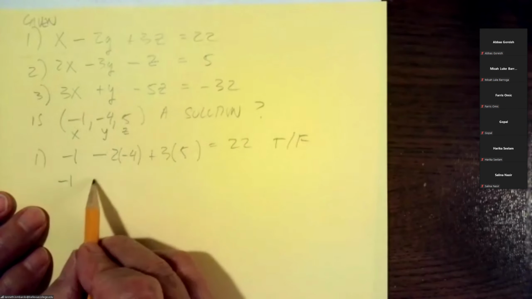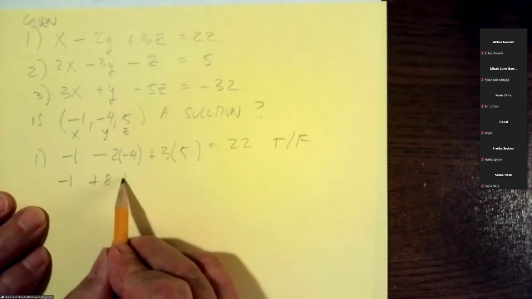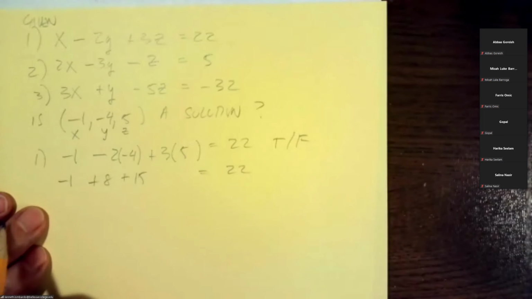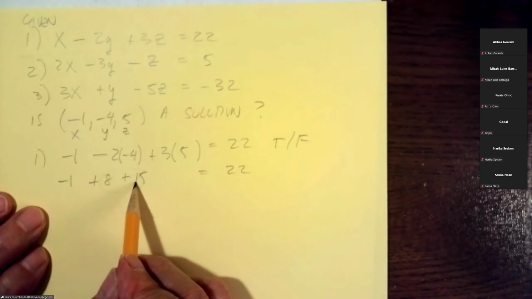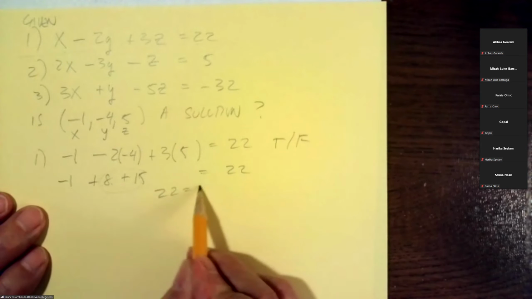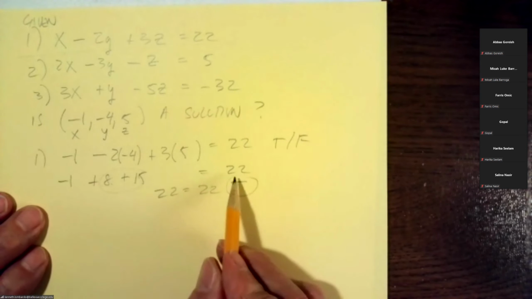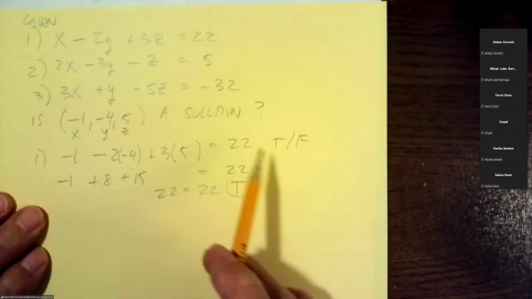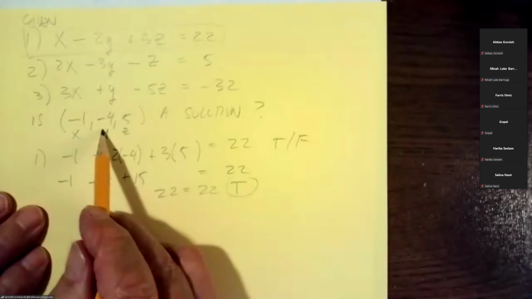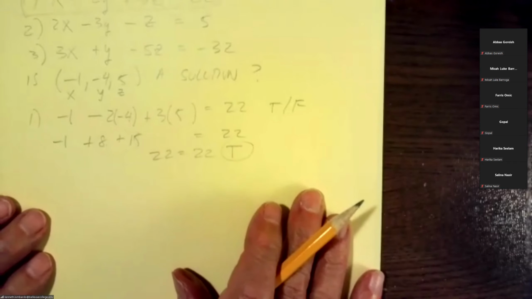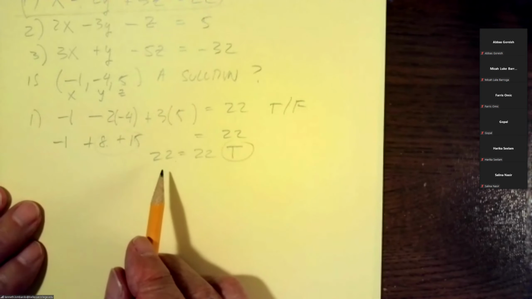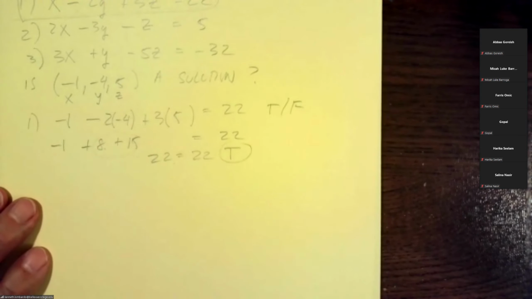So -1, +8, +15 equals 22. 15 and 8, that would be 23, wouldn't it? 8 and 5 is 13, minus 1, so that says 22 equals 22. So that's true, isn't it? So it looks like that if we use those solutions that are provided and put them into equation 1, we get that they're true. Why don't you substitute them into 2 and 3 and tell me if you think they're true for 2 and 3 as well.